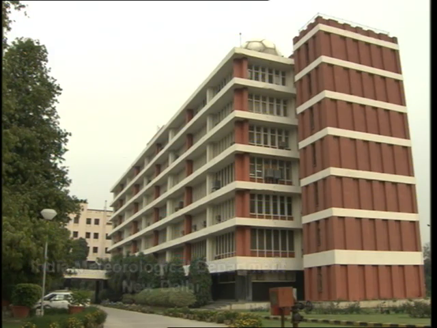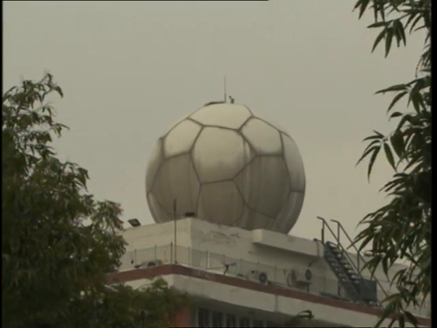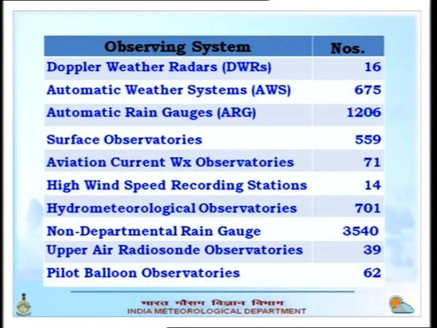So, when we are talking about observations and their role in defining the state of atmosphere, it is a very complex situation, because you have to deal with observations in a three-dimensional mode. Therefore, we have a host of observing systems which try to capture the physical characteristics of atmosphere, not alone atmosphere, but also ocean, also land surface processes, and so on. And in order to do that, we have radars. Presently, we have 16 radars, and we are now augmenting our radar systems. We have automatic weather stations, about 675, then mini automatic weather stations which we call automatic rain gauges, then surface observatories, these are manual observatories, then aviation observatories, high wind speed observing systems, hydrometeorological observatories. Then we also have a large number of non-departmental observatories which report and provide data to us.